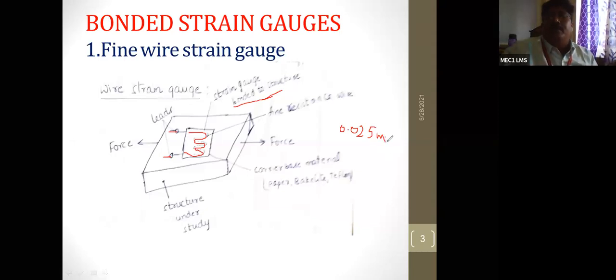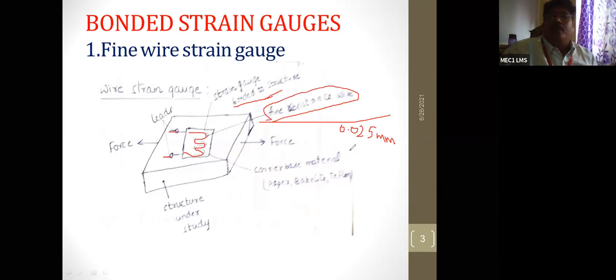0.025 millimeter. Here this is a fine resistance wire, of 0.025 millimeter diameter, and this shape is a strain gauge, bonded to the structure.